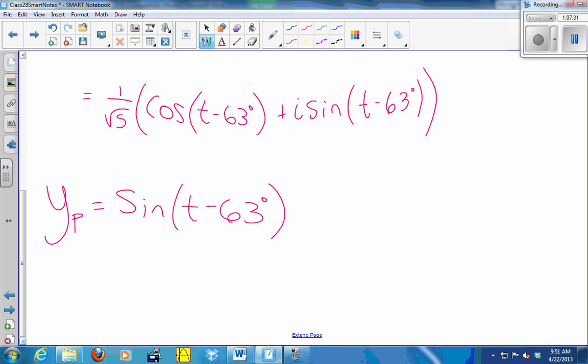Oh, I forgot to distribute that. So the amplitude is 1 over square root of 5. Period is 2 pi.